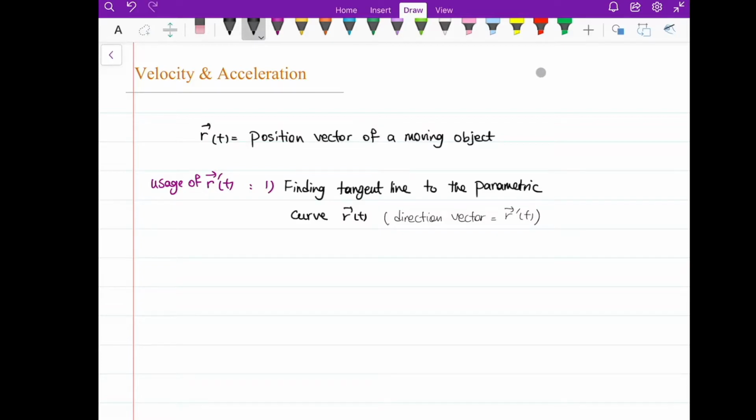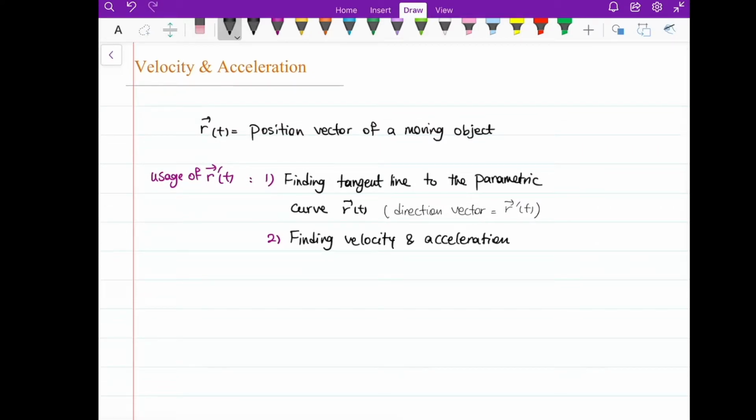Then the second usage we are going to talk about today is finding velocity and acceleration. So velocity is actually a vector. Assume that we have the position vector r of t. At the time t, we are here, and at the time t plus delta t, we are here.